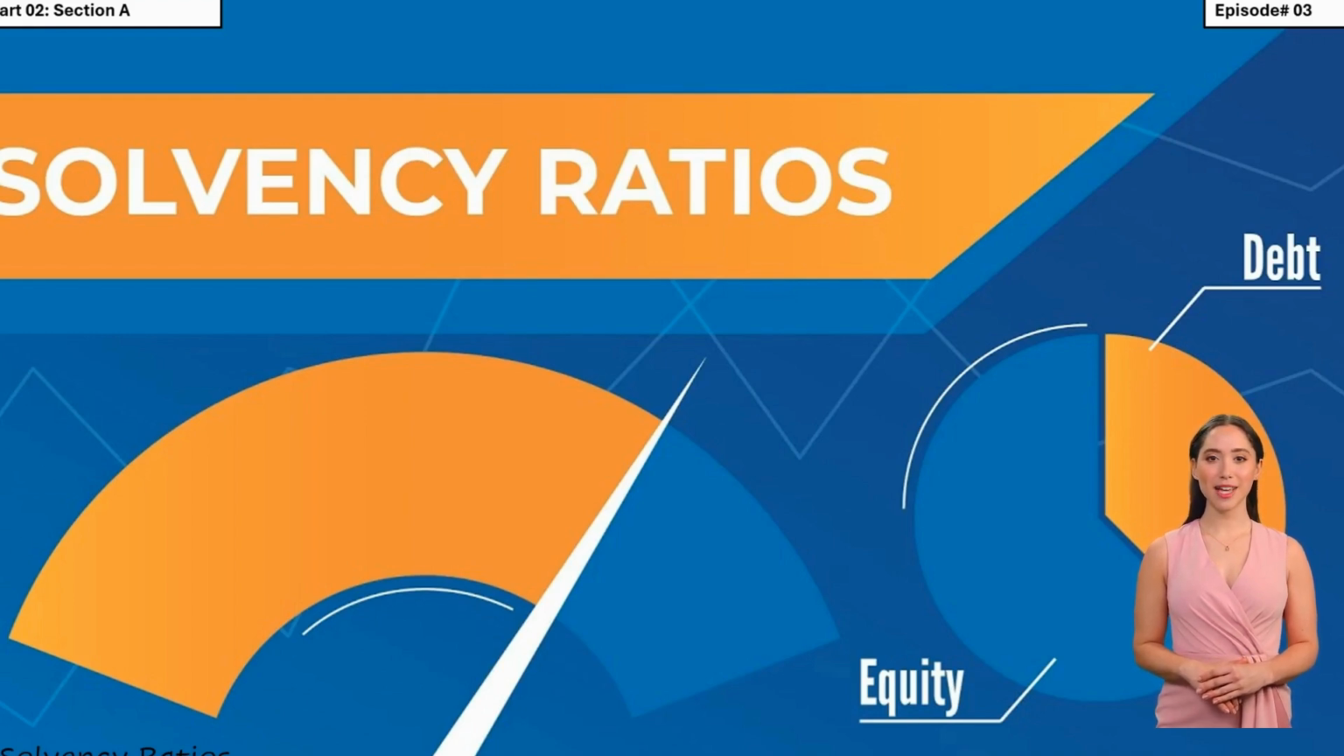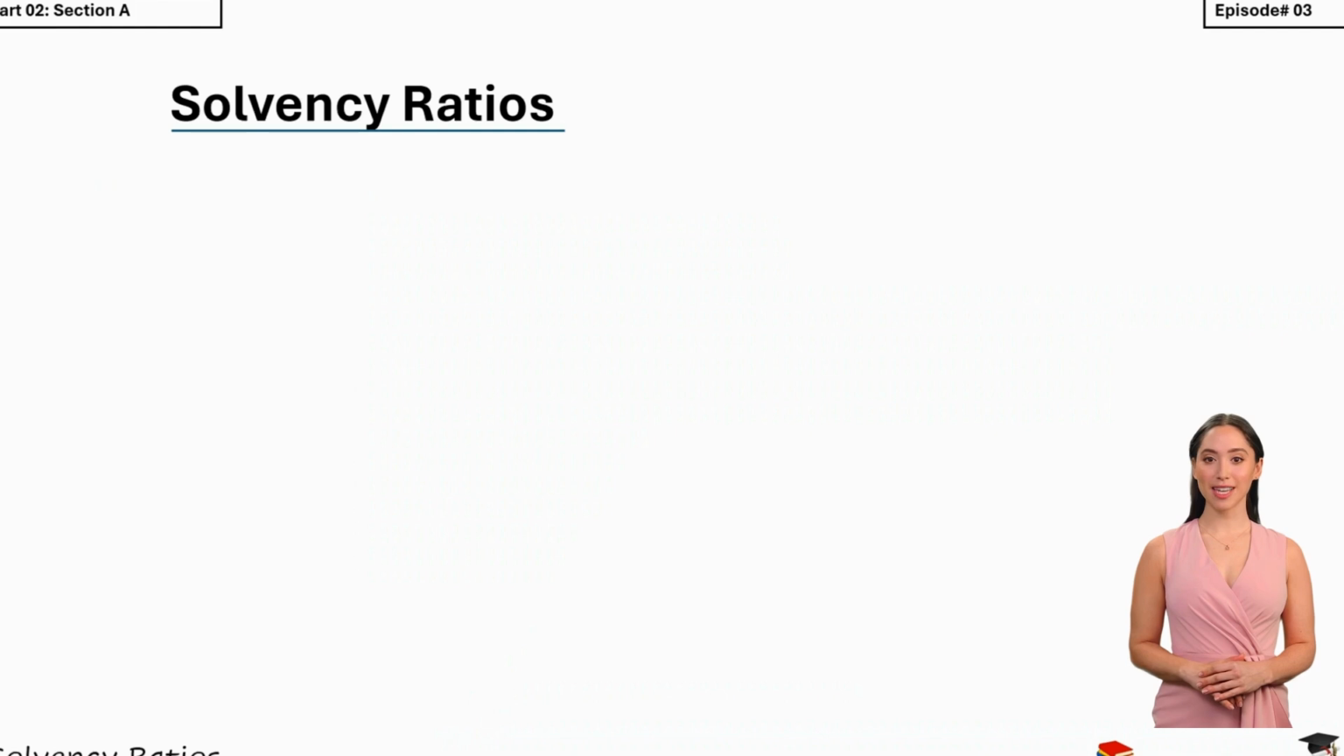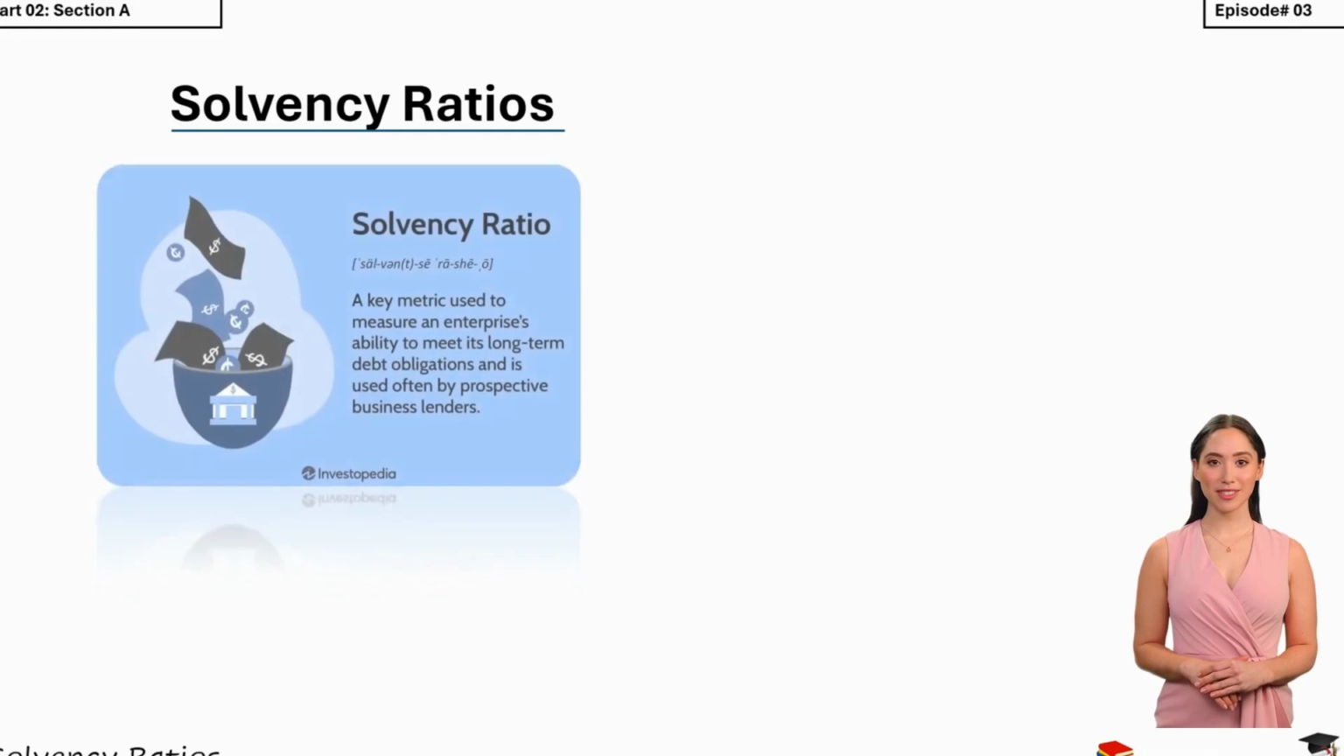Lessons. Today, we are looking into our next topic, solvency ratios. What is a solvency ratio? How does it differ from a liquidity ratio? Let's discuss. In the last episode, we discussed liquidity ratios, which measure a company's ability to meet its short-term obligations. Now we have solvency ratios, which assess a company's ability to meet its long-term obligations.